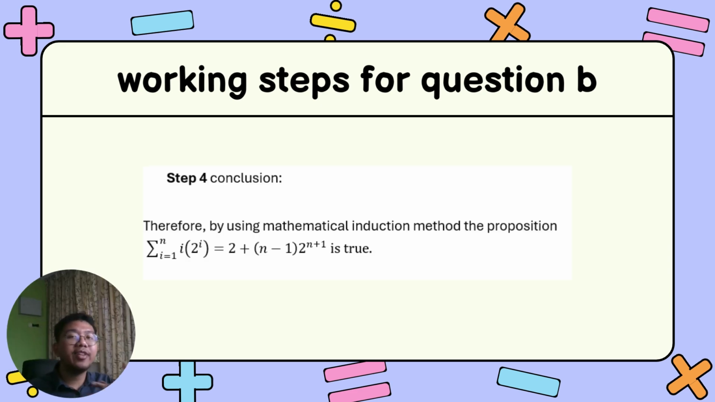Since our left hand side and right hand side are similar, it means that our conclusion is true. So we need to write: therefore, by using the mathematical induction method, the proposition that the summation from i equals 1 until n, i times 2 power of i, equals 2 plus (n minus 1) times 2 power of n plus 1 is true.